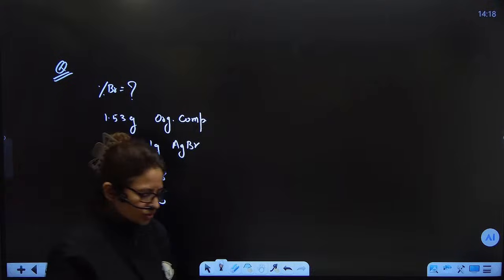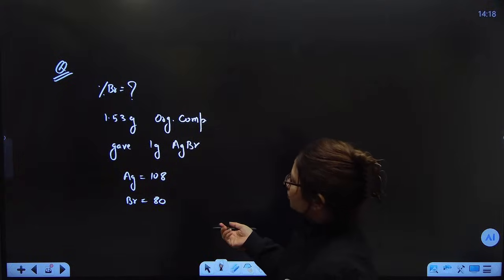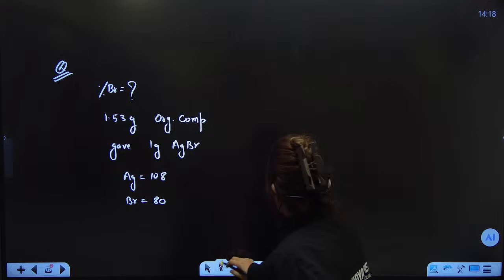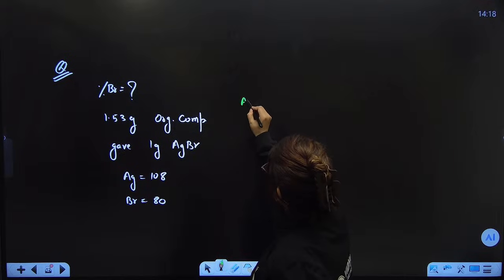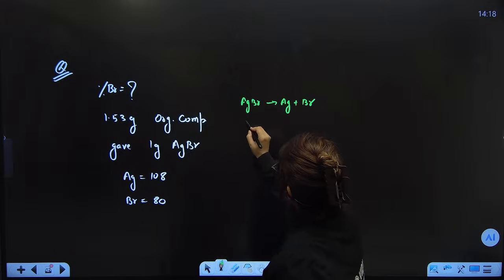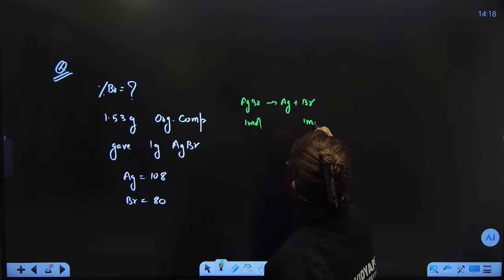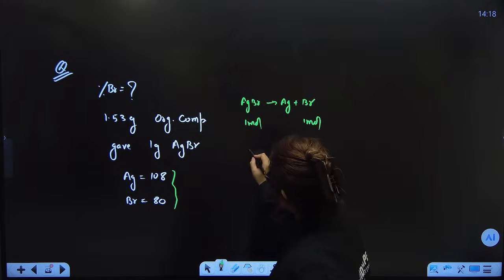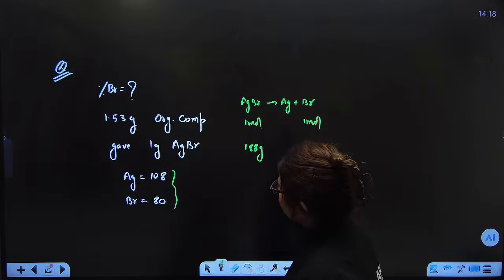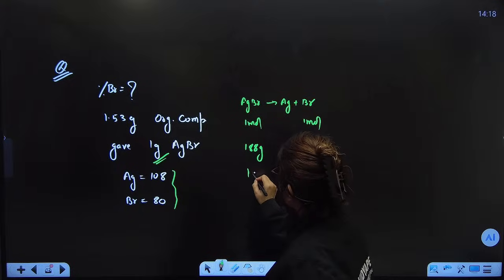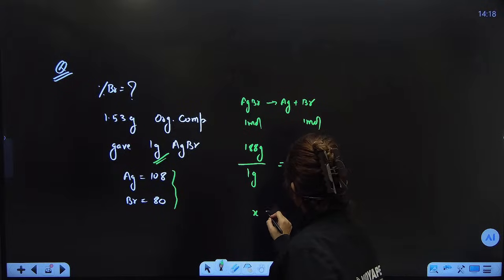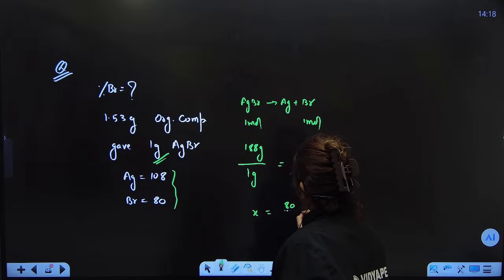So we have two ways to solve. Either you can utilize the direct formula of the purification section, or you can apply the mole concept. Let's do it from the mole concept. The question says AgBr gives silver and bromine. So 1 mole of this gives 1 mole. If I put all values, I get 188 gram, and it gives us 80 gram of bromine based on the mole concept. So 1 gram AgBr will give X gram of bromine. Just divide, you will get X as 80 by 188.